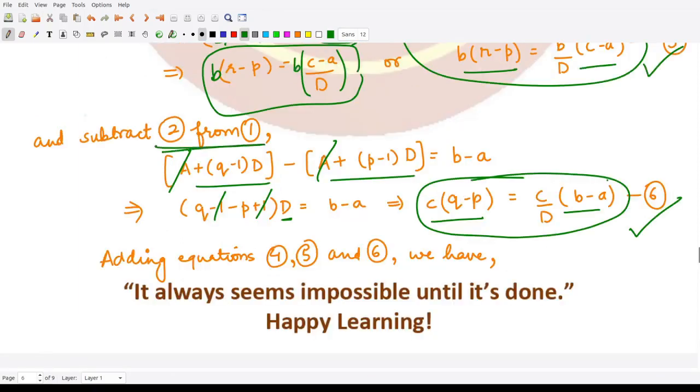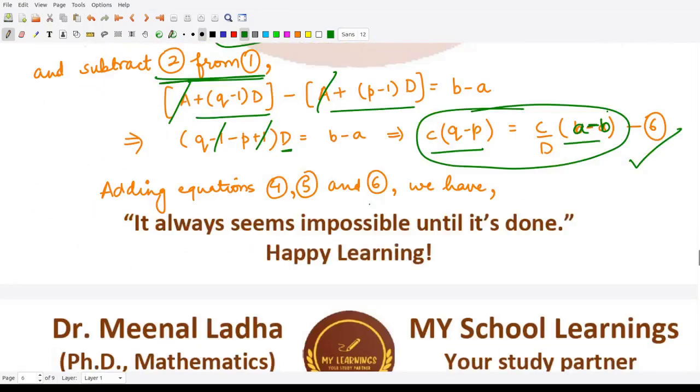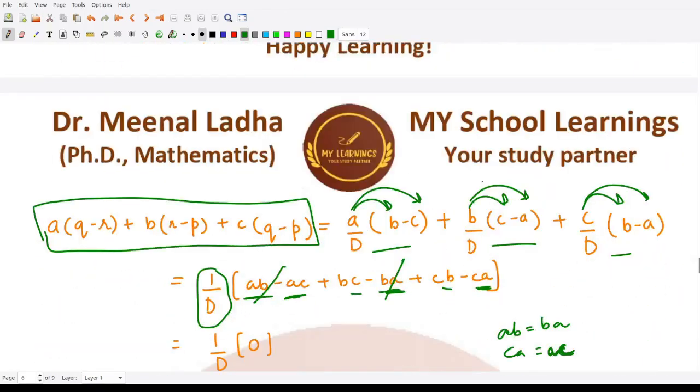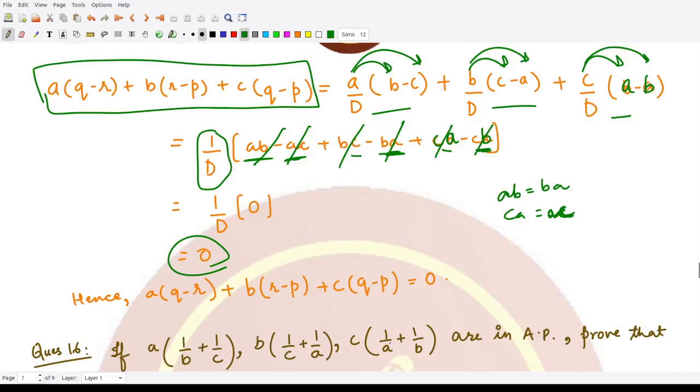When we were subtracting 2 from 1, we should write here a minus b, because the quantities from the first would be written first. It should be a minus b. So here also we are having a minus b, so here also we are having ca, and here is cb. Now this ac and ca get cancelled, and this bc and cb get cancelled. So you are left with 1 by D into 0, which is equal to 0. And this is what we wanted to prove for this particular question.